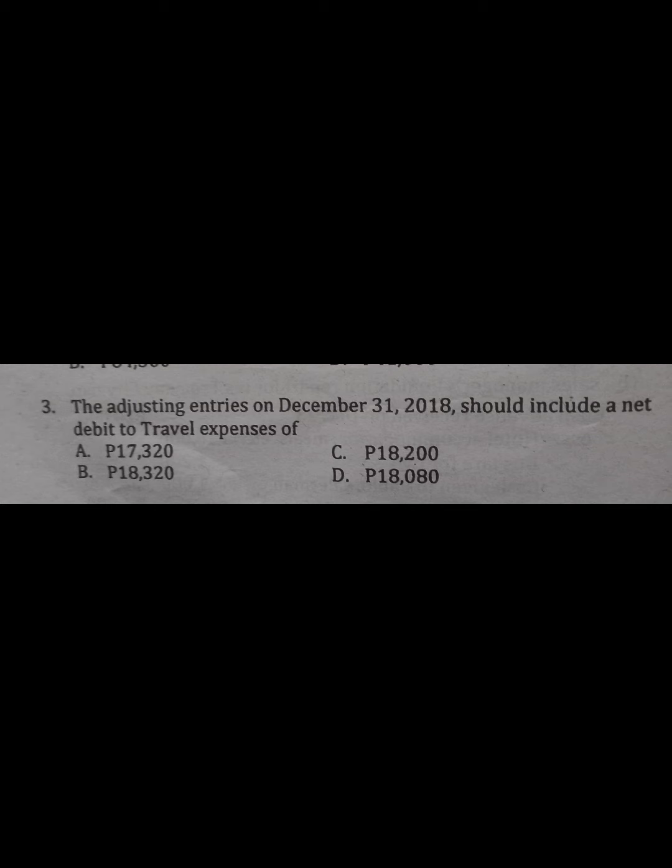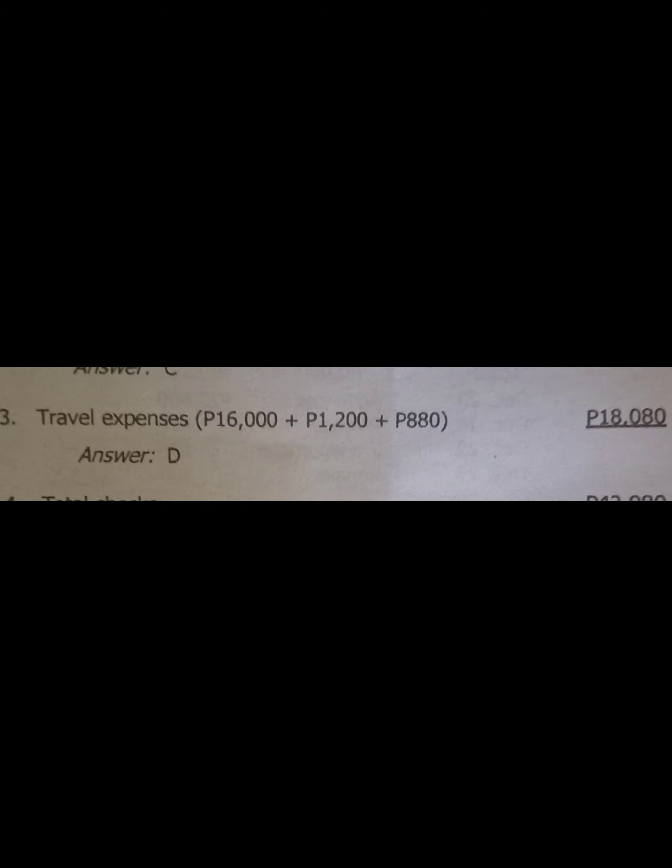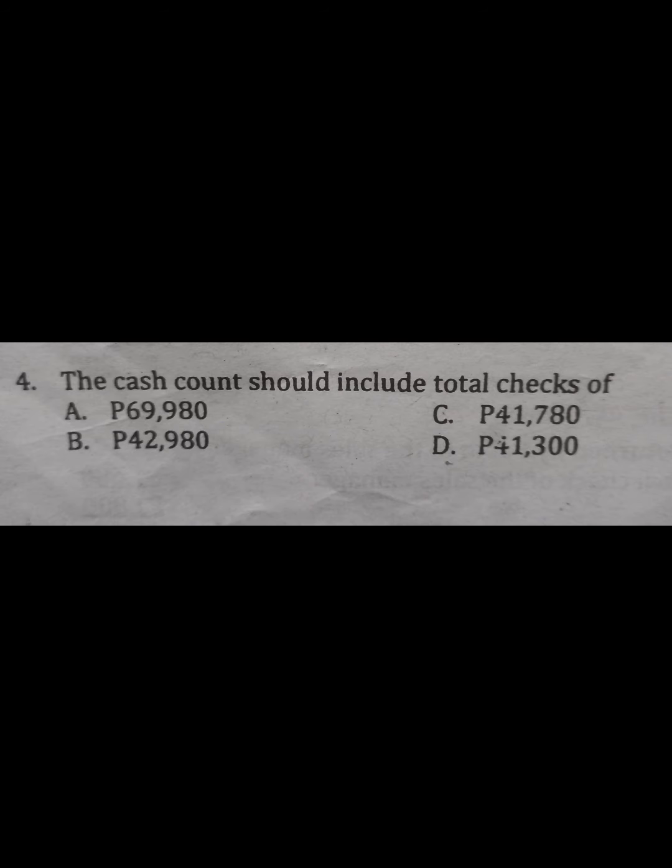Question number 3. The adjusting entry on December 31, 2018 should include a net debit to travel expenses of hotel accommodation 16,000 pesos, then bus fare for 1,200 pesos, cash given to Pablo 880, and just simply total the three valued amounts. So 16,000 pesos, 1,200 and 880. Total of 18,080 pesos. Now, let's proceed to number 4.